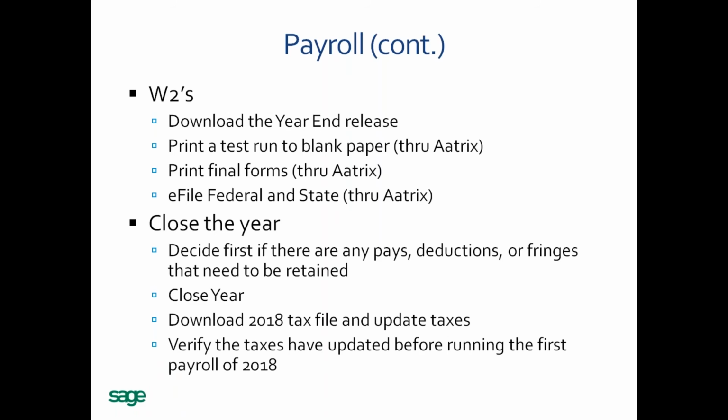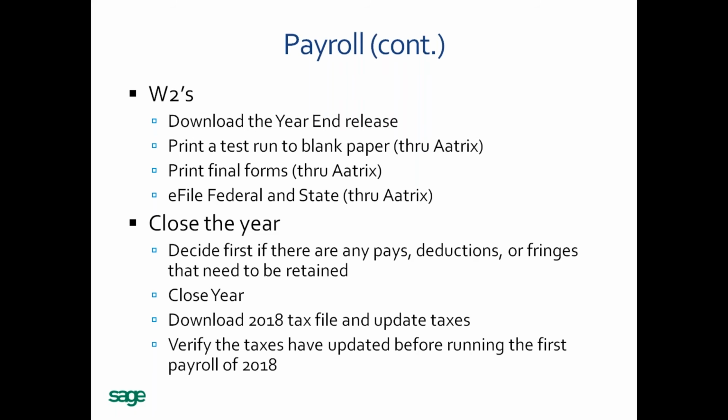Okay. So for the W-2 runs, make sure that you've got your year-end release installed. Do a test run to blank paper. And I would compare those. You should run some subject to reports inside payroll on the employee fields, and you should be making sure that those match up to your W-2s. And then go ahead and run your final forms through Atrix, and then e-file.